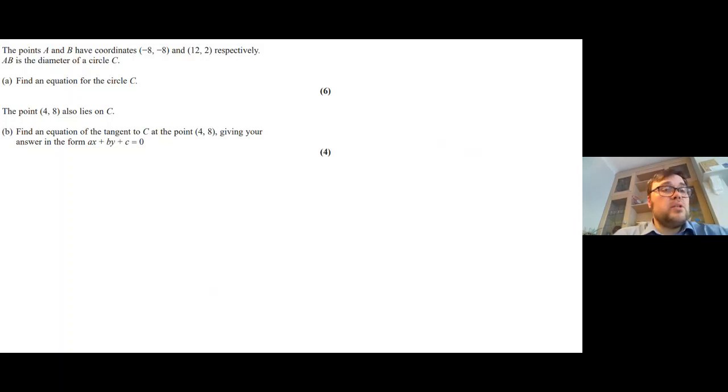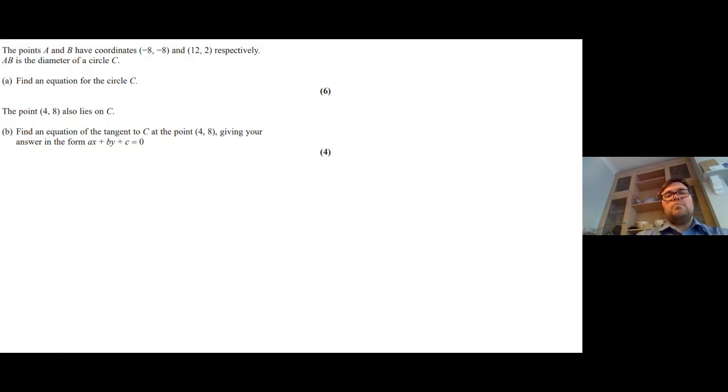Well, what do we know about a circle? Diameter goes from one side to the other, passing through the center. So if we've got the 2 end coordinates of the diameter, the midpoint of that is going to give us the center of the circle. You can use a formula, or you can just remember that you add the x coordinates and divide by 2, add the y coordinates and divide by 2 to get the center. It doesn't matter.